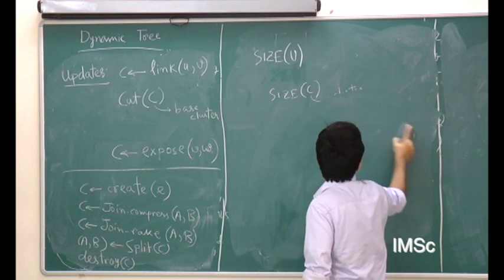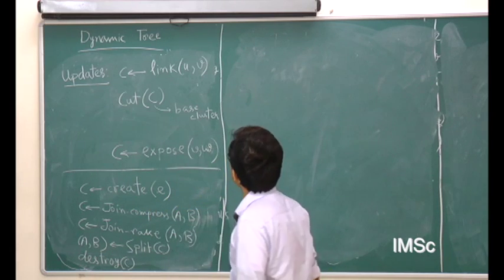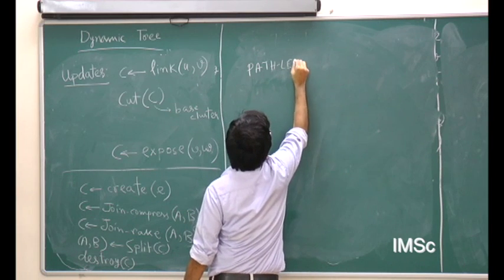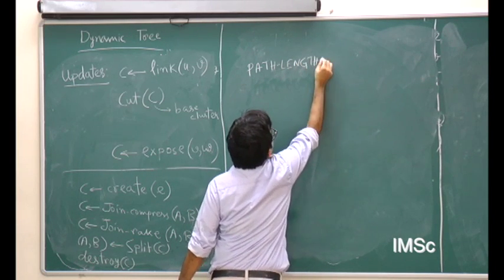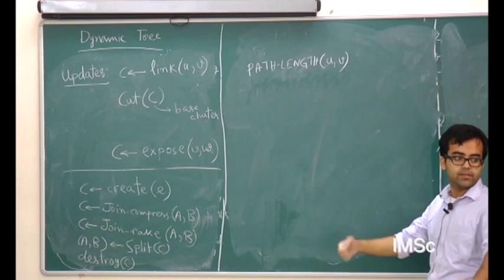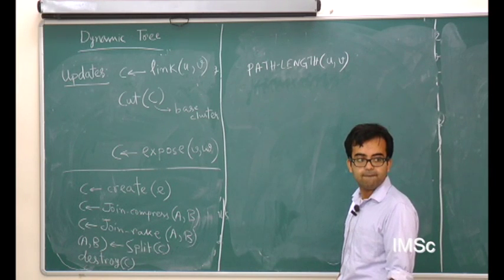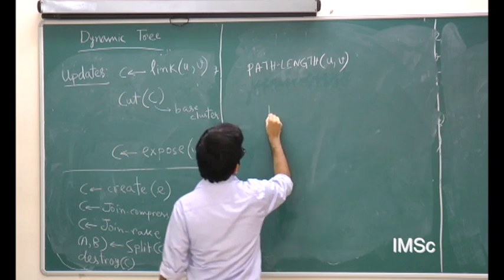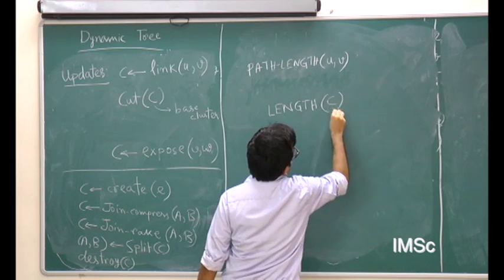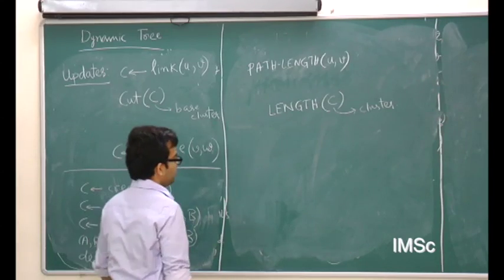Next thing is, as I said, the path information. So, you want to support queries of this form: path length u comma v. Given two nodes u and v in the same tree, what is the distance between the path? Can you tell me how to do that? Exactly. So, you just store length for each cluster. C is a cluster, for each cluster you store the length, and then just look at any implementation.